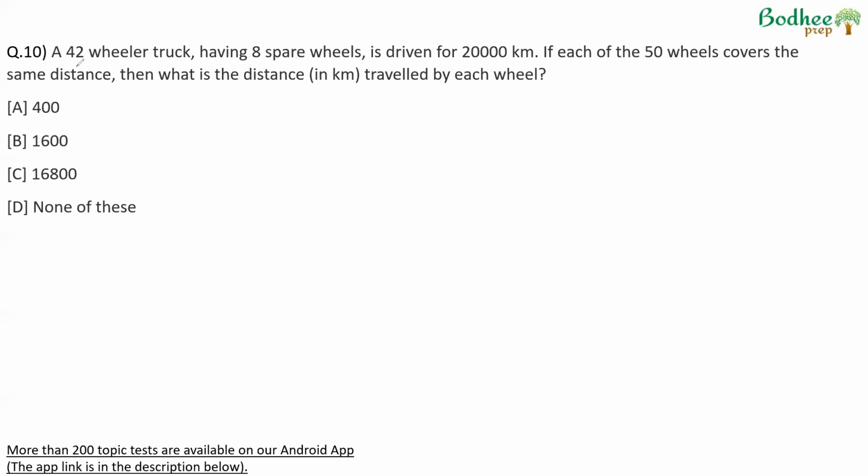A 42-wheeler truck having 8 spare wheels is driven 20,000 kilometers. If each of the 50 wheels covers the same distance, what is the distance traveled by each wheel? Now, when the truck travels, there are always 42 wheels on the ground, and a distance of 20,000 kilometers is to be traveled. So, the total distance traveled by all the wheels combined will be 42 wheels always on the ground for 20,000 kilometers. But this distance is being divided among 50 wheels because we keep changing the wheels here and there.